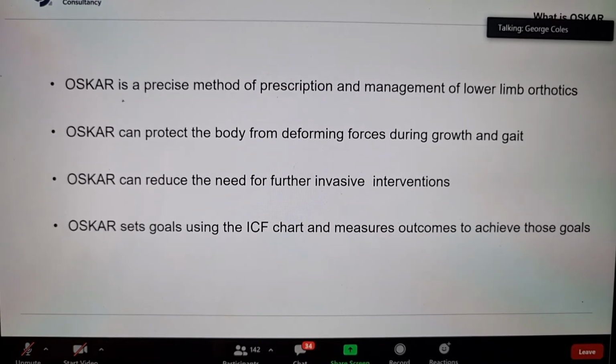These are some quite big things I haven't really thought about before I came to LAC, but being here for 2 years, I've seen quite a lot of this: using it as a precise method of prescription, protecting the body from deforming forces, reducing the need for invasive surgeries and other invasive interventions, like what Gavin was talking about earlier. And then trying to set goals using ICF charts to help the patient really achieve what they want rather than just what we think is best.